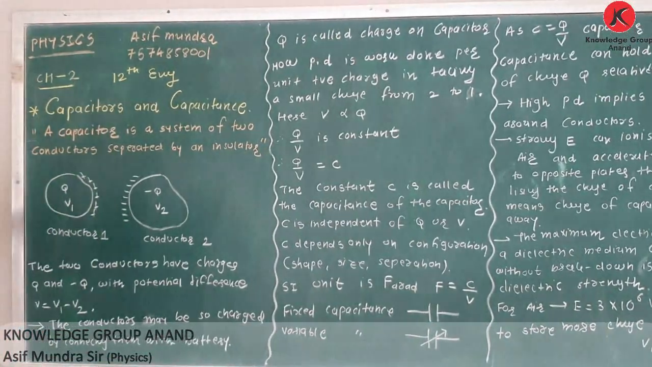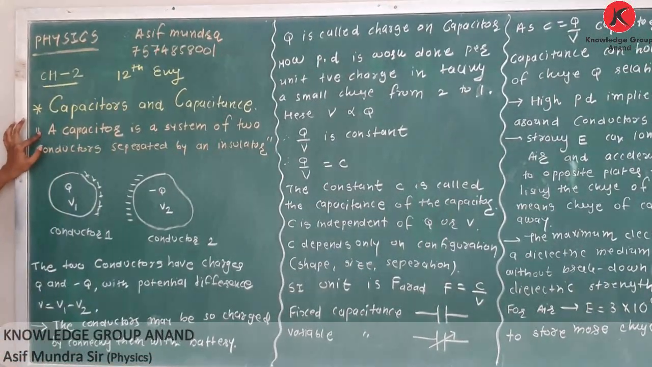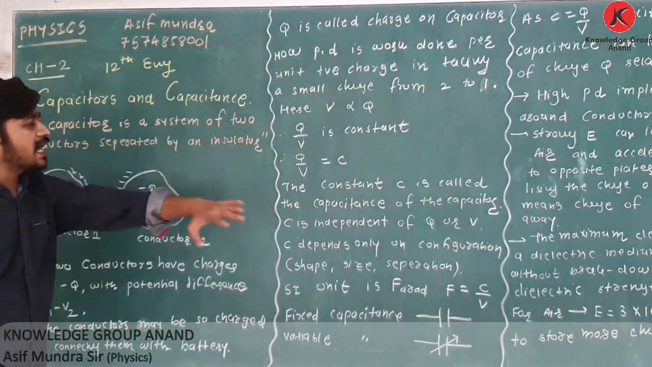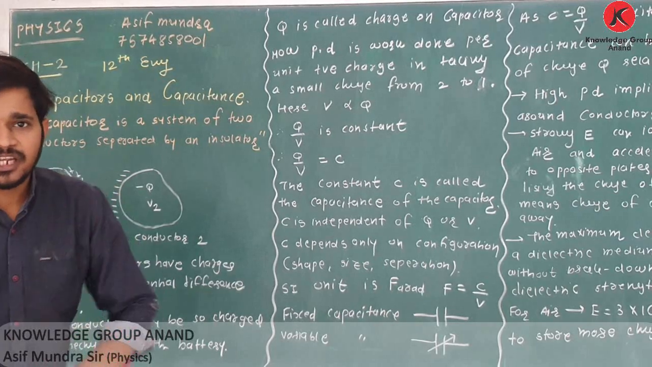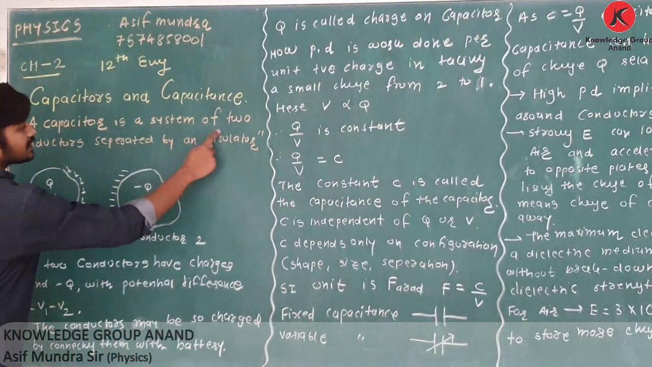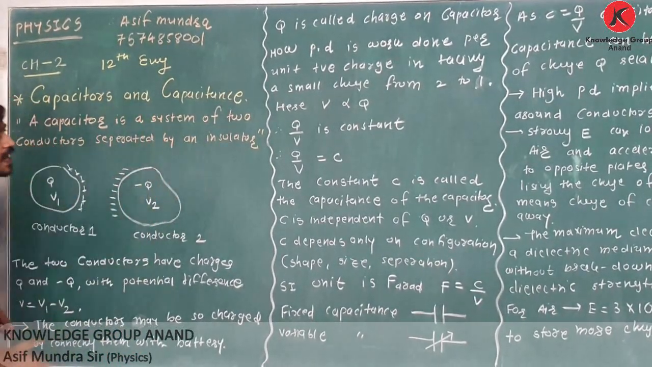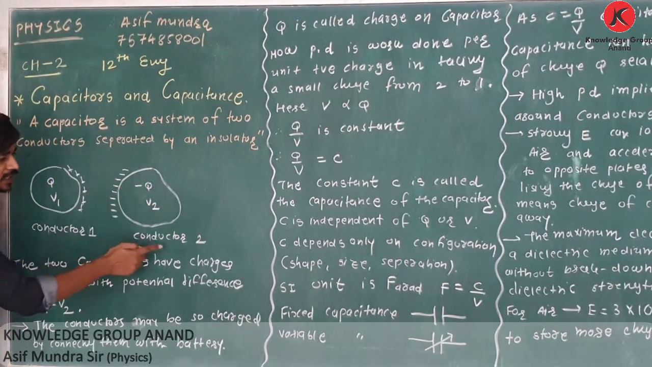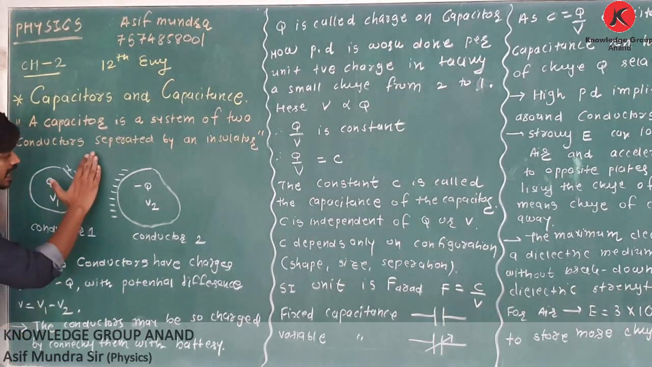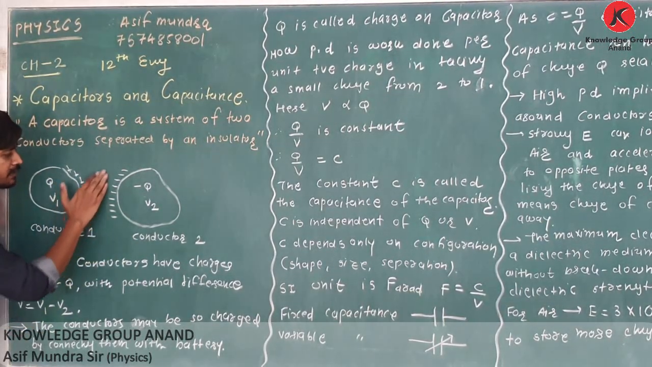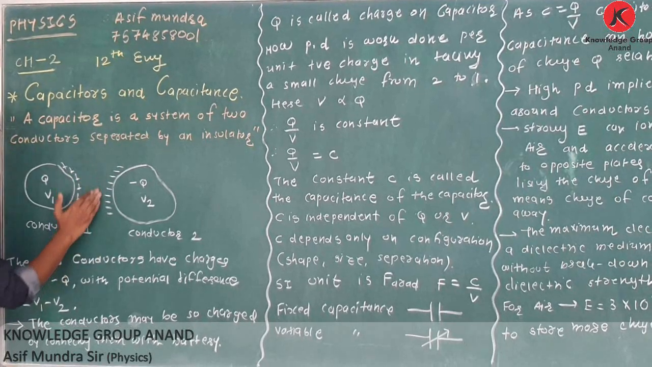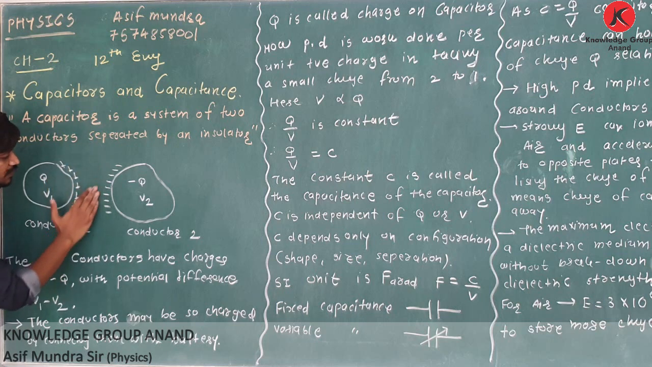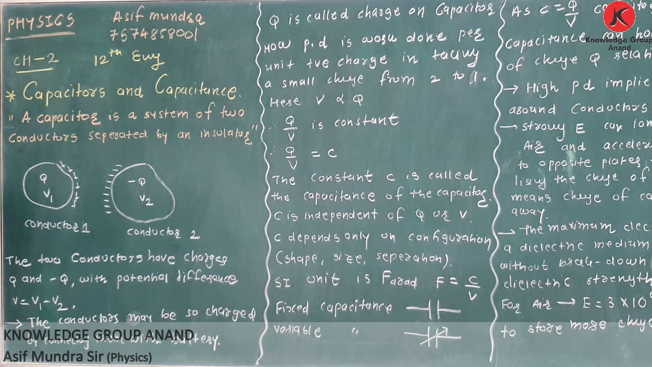First of all, what is a capacitor? See, a capacitor is a system of two conductors separated by an insulator. Definition: a capacitor is a system of two conductors separated by an insulator. For example, here we have two conductors, conductor 1 and conductor 2, and they are separated by an insulating medium. You know that vacuum and air are insulating media. Yes or no? Yes, air is an insulating medium. So between them there is an insulating medium.